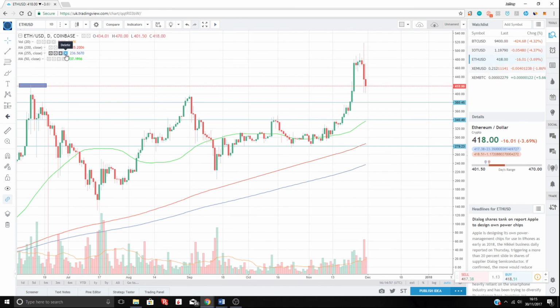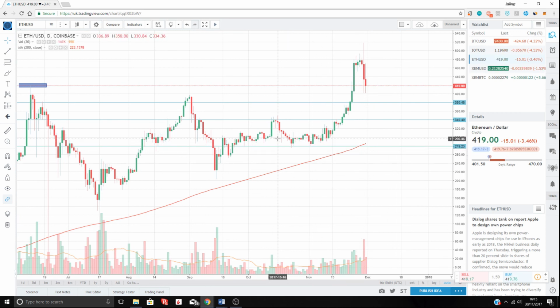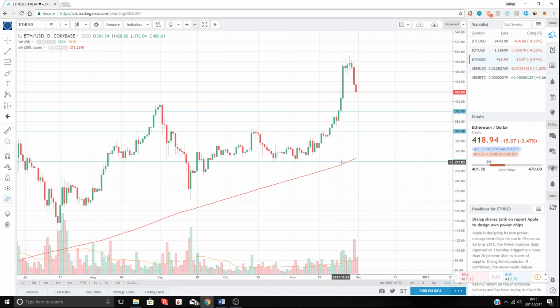So let's just get rid of these. You can just delete them by pressing this. I use them as support and resistance. So if the 200 MA coincides with resistance that I have already outlined, it just gives me more of a reason to sell. Or if it coincides with support, it gives me more of a reason to buy. It's just giving yourself more of a reason, reinforcing your analysis with different tools.